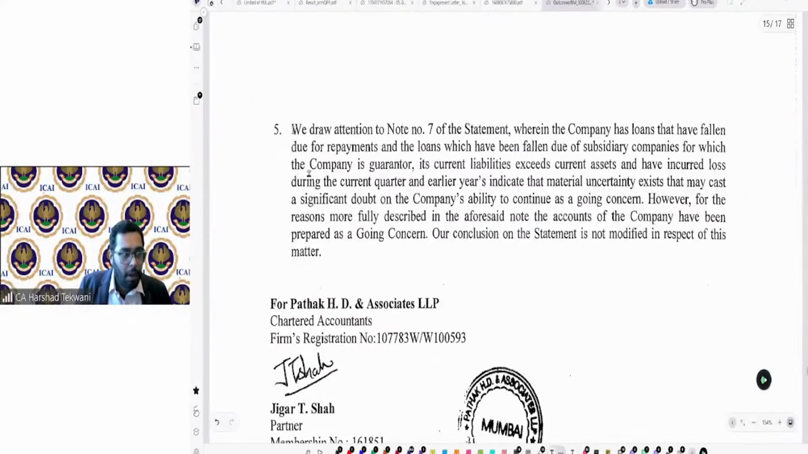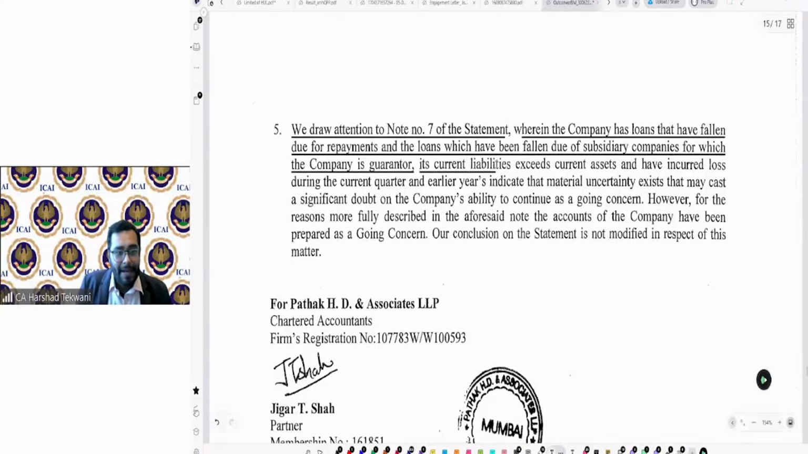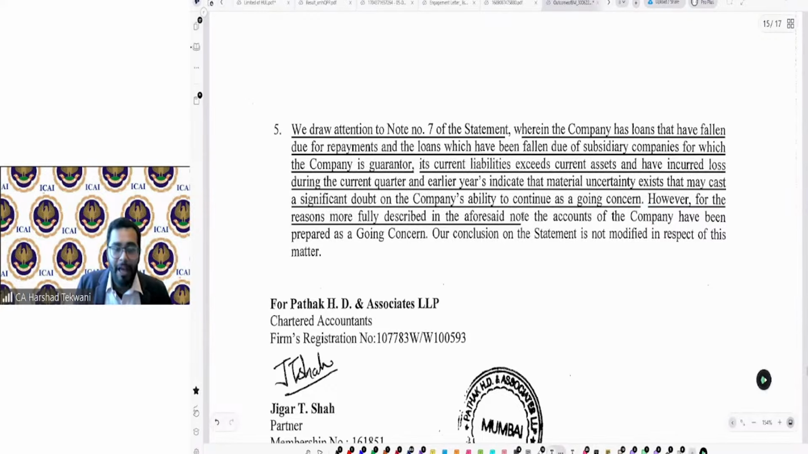Again, we draw attention to note number 7 of the statement, wherein the company has loans that have fallen due for repayment, and the loans which have fallen due of subsidiary companies for which the company is the guarantor. Its current liabilities exceed current assets and it has incurred losses during the current quarter and earlier years. This indicates that a material uncertainty exists that may cast significant doubt on the company's ability to continue as a going concern. However, for the reasons fully described in the aforesaid notes, the accounts of the company have been prepared on a going concern basis. Our conclusion on the statement is not modified in respect of the matter.